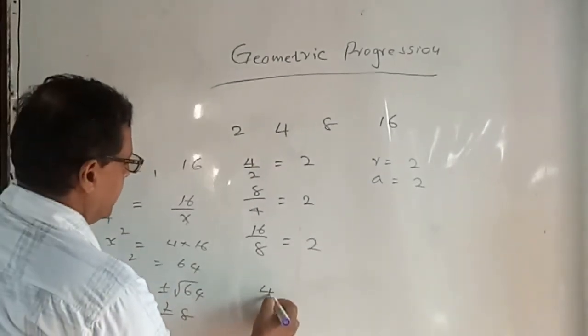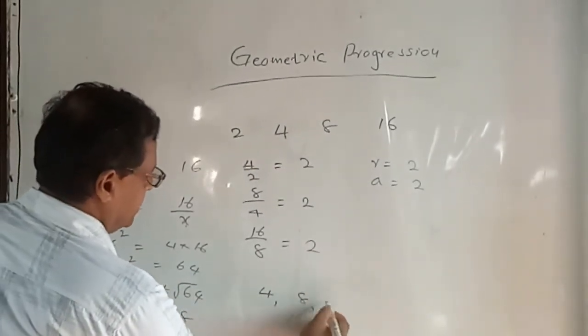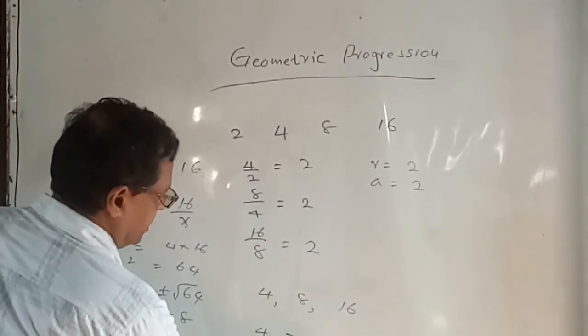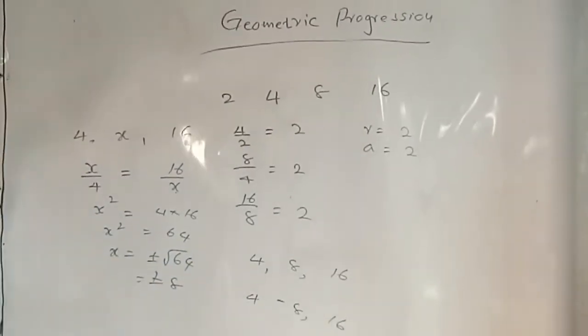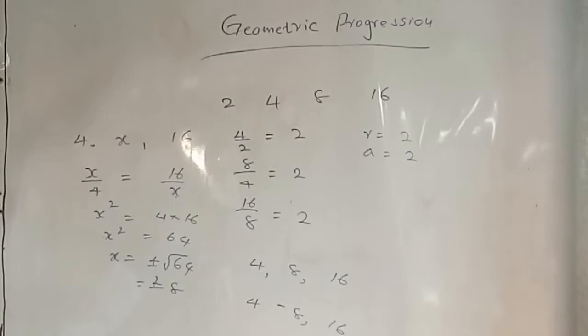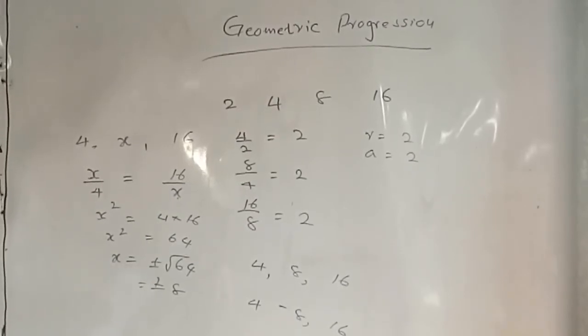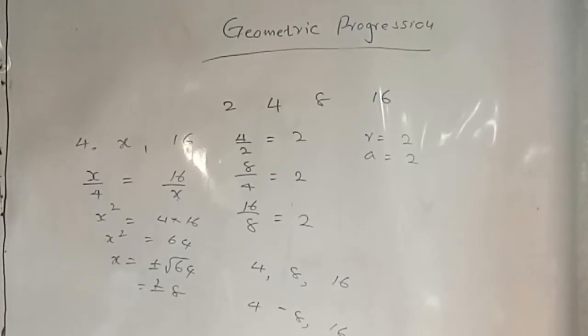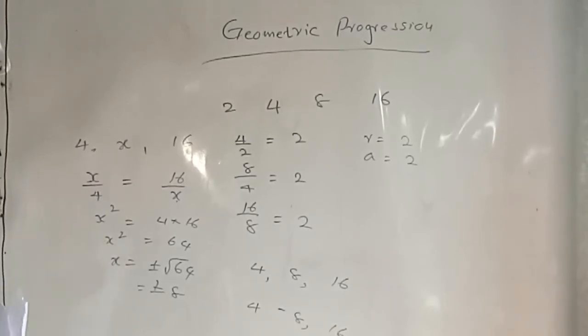Then you can write 4, 8, 16, and 4, negative 8, 16. So in this kind of progression, there can be more than one value of the common ratio, because it can be plus or minus.